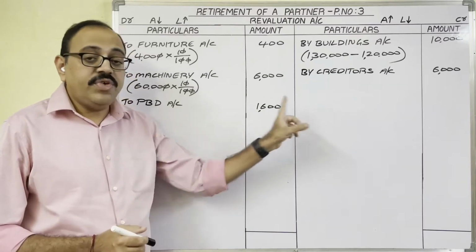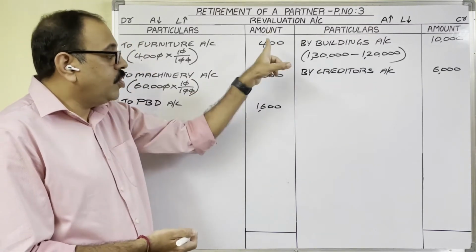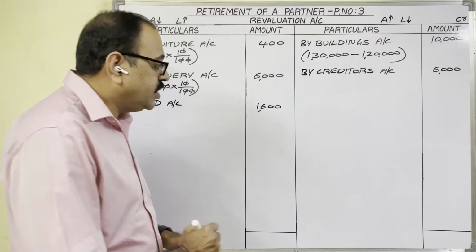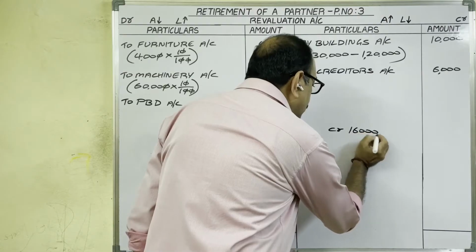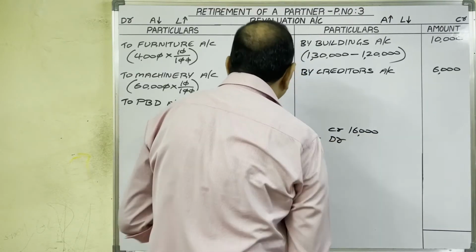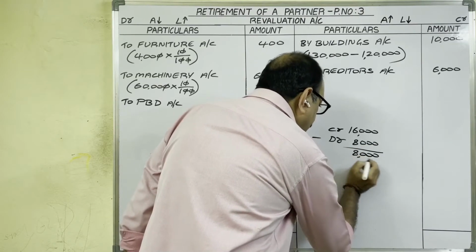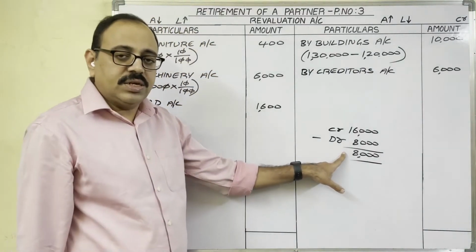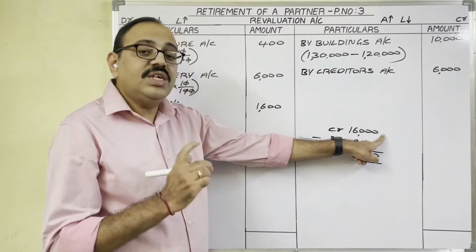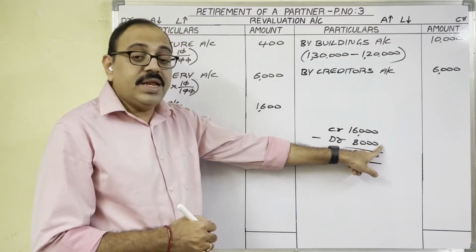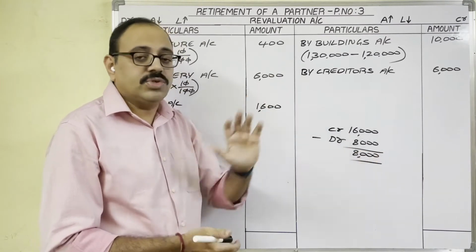Finally, we have to find out the profit or loss in revaluation of assets and liabilities. Observe the amounts. Credit total is more than debit total. In rough notes, first we have to calculate credit total. I am writing here. 16,000 rupees minus debit total 8,000 rupees. Then the difference is 8,000. What is the meaning of this answer? In revaluation of assets and liabilities, there is a profit of 16,000 rupees and there is a loss of 8,000 rupees. So finally, there is a profit of 8,000 rupees.